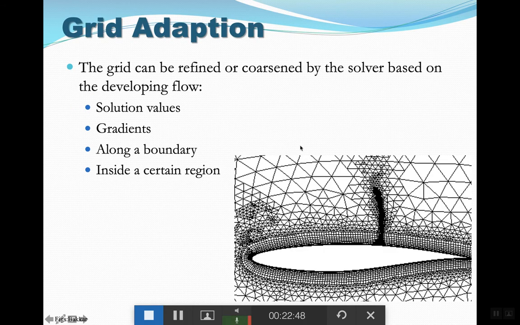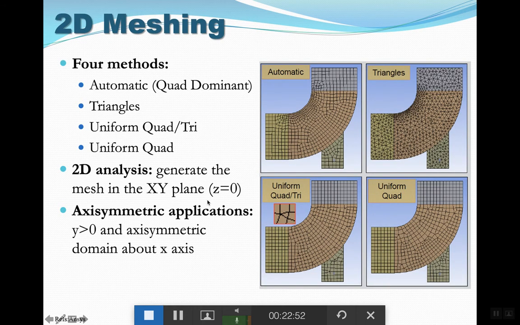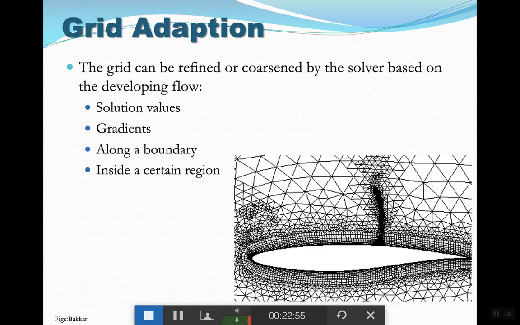So the other concept before actually moving to mesh generation is grid adaptation. Grid adaptation goes back to that concept of hybrid grids, and having simplified problems.